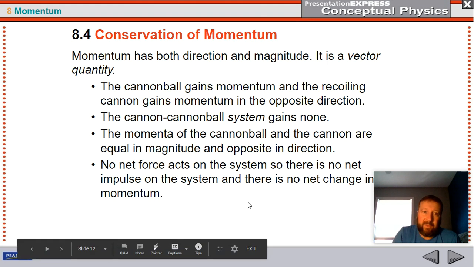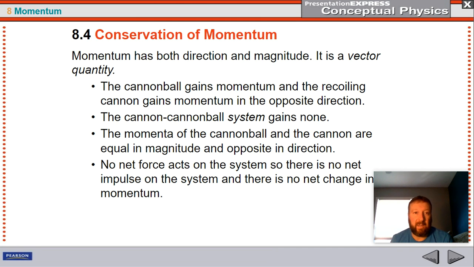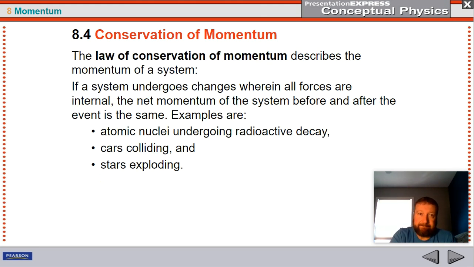So we talked about cannonballs being shot, guns being shot. It's the kick that you feel. When you add the mass of the gun with the kick and the speed of the bullet, the two momentums will end up being zero. There are lots of things we can use this with. Here are just some examples: cars colliding, stars exploding, nuclei going through radioactive decay and giving off alpha, gamma, and beta particles. All of those things will stay conserved throughout.